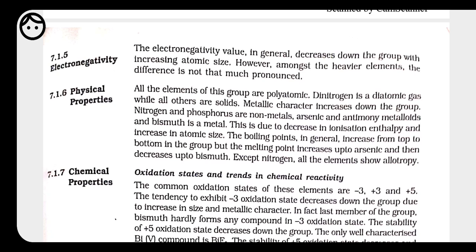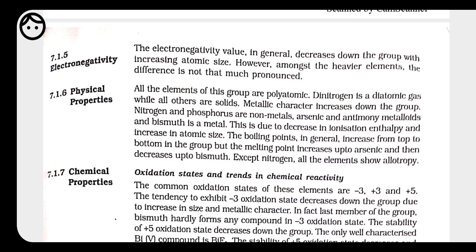So why does the metallic character decrease along a period? Because metallic character means the ability to lose electrons easily, and loss of electrons is possible only when the size is bigger. But if we are moving along a period, the size decreases. That's why metallic character decreases along a period, but in a group it increases.